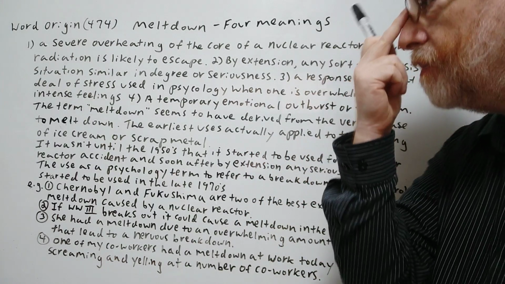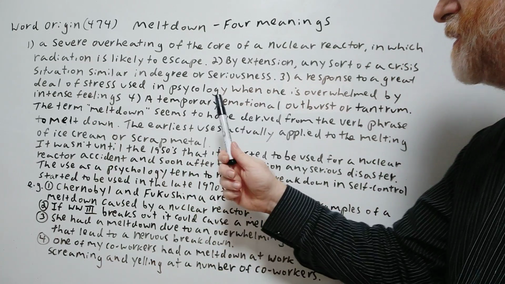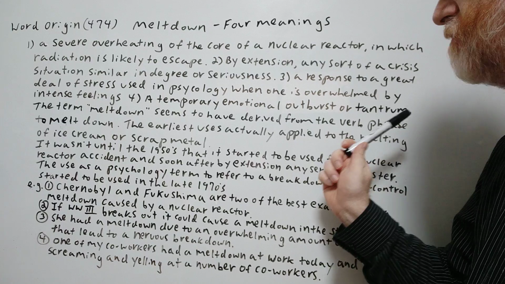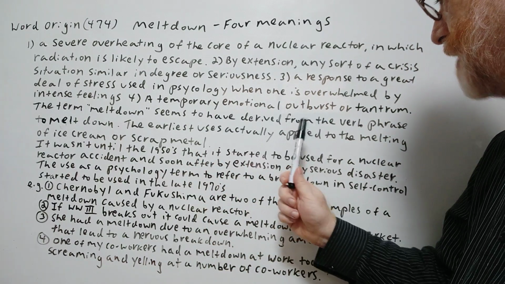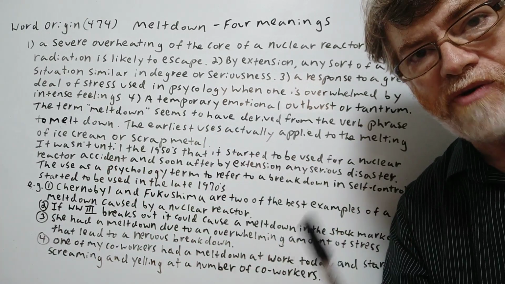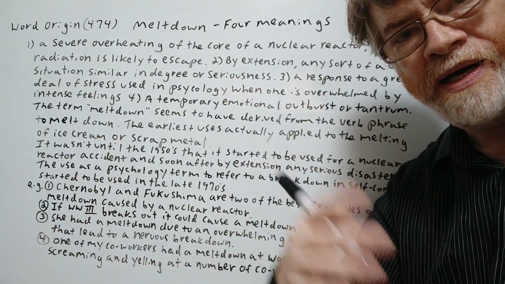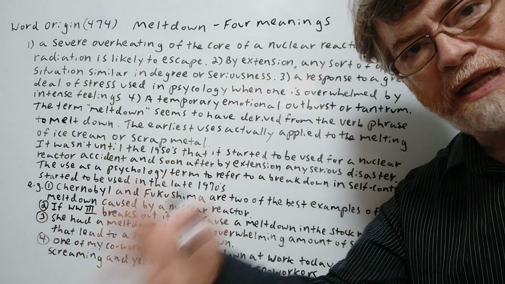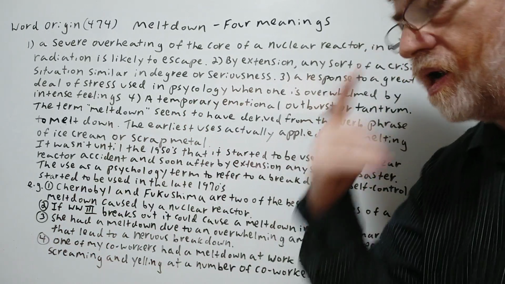Okay, good. Let's continue. The term meltdown, as a noun, seems to have derived from the verb phrase to melt down. The earliest uses actually apply to the melting of ice cream or scrap metal. You know the old metal you sell that they're going to recycle? Well, they have to melt it down first. So that's what the idea of to melt down comes from.